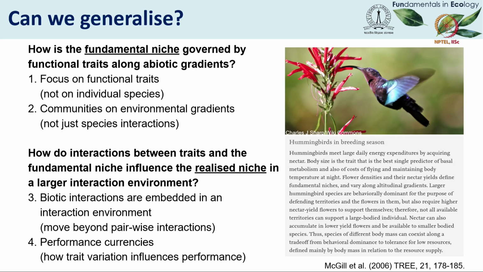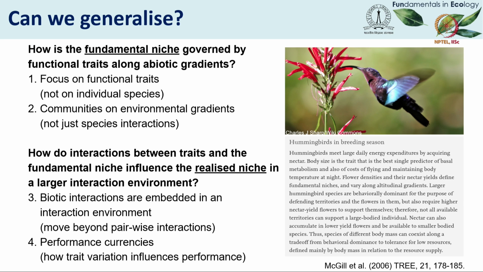One of the ways in which people have said we can generalize mechanisms in community ecology is to say, let's start talking about species in terms of their functional traits. For example, I can say, here is a hummingbird.